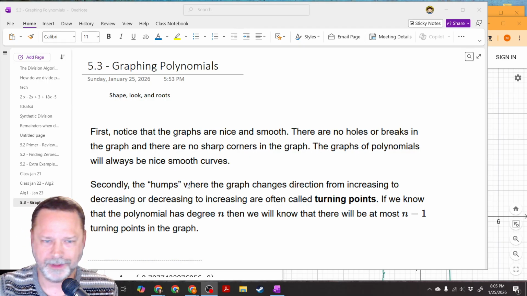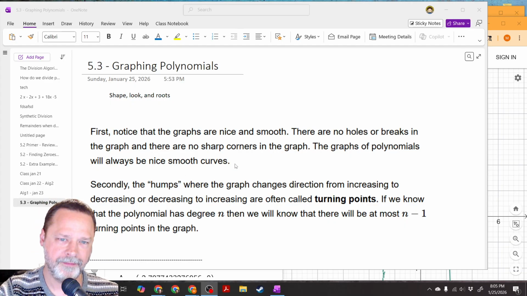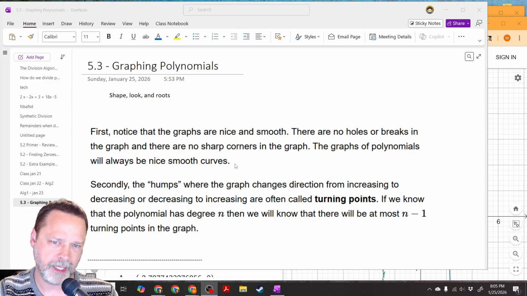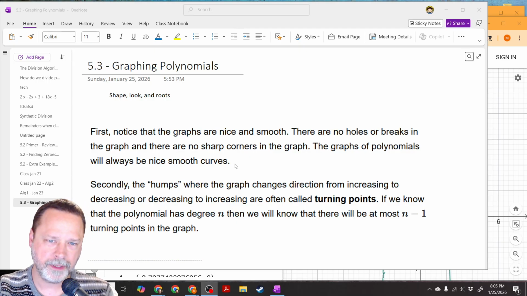Algebra is algebra. So, we're going to talk about graphing polynomials. And in this first video, I'm thinking we'll just focus on the shape, the look, and the roots. We should already know how to find roots, but just maybe a quick review on roots and zeros. What they are is where we cross our x-axis on our graph.